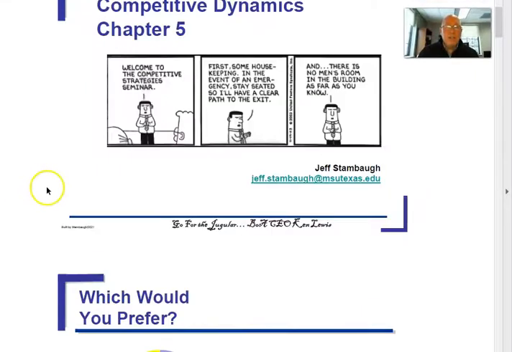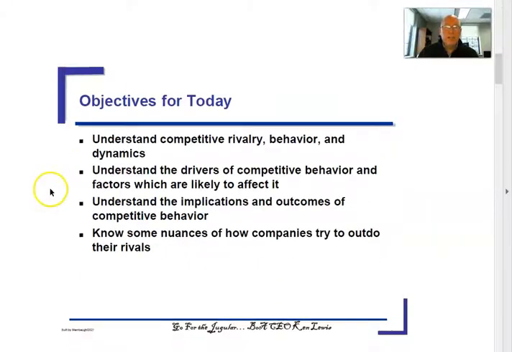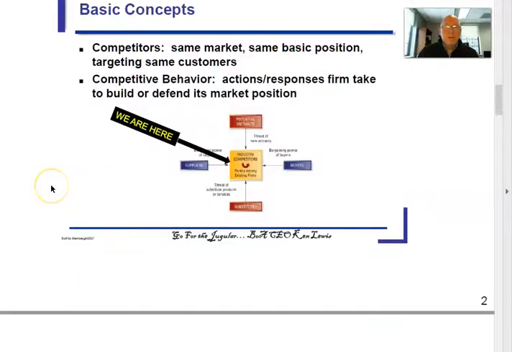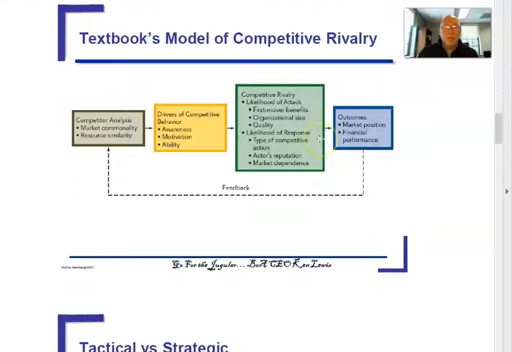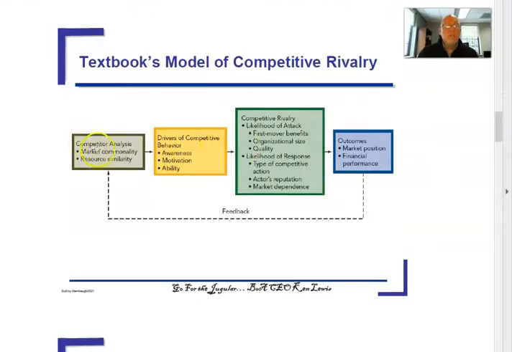So now let's dive into Chapter 5, Competitive Dynamics. Important that you understand who sees themselves as a competitor. And then we get into the textbook definition. In terms of who we see as a competitor, they talk about market commonality. Are you going after the same people? Do you touch in lots of different places?